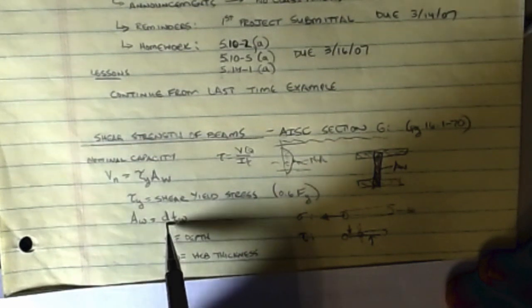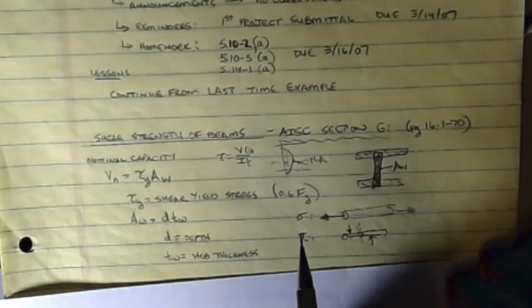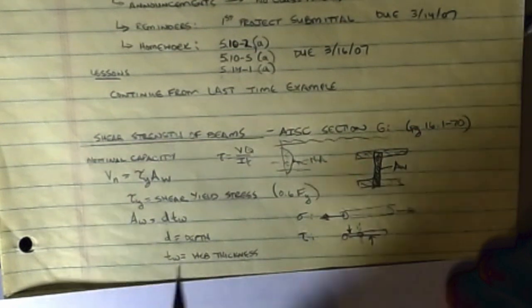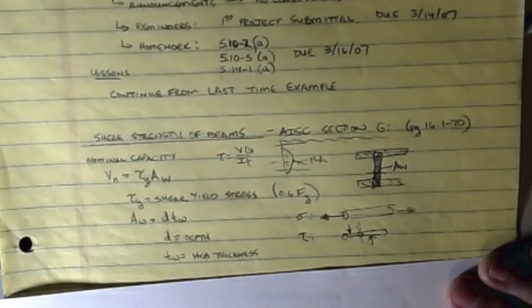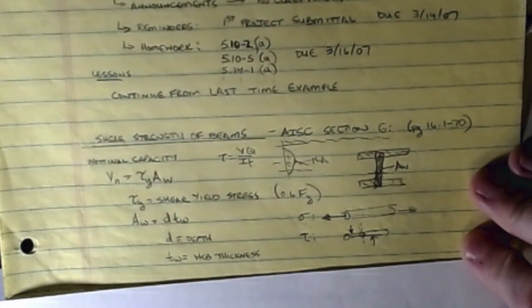Our area of web, like we talked about, is then going to be the depth of the beam, which is from top to bottom, a tabulated value for the standard shapes. And tw is the web thickness. That's this dimension here. So it's all terms that you know and are capable of working with. That's the basic mechanics approach.